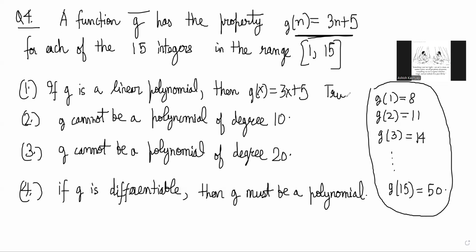Right, because a linear polynomial is the graph of a straight line. You need only 2 points. Here there are 15 points given. Obviously, it will be that straight line only. Correct, right? Yes. So this is the correct option. Now you have to think of the others. Second option.